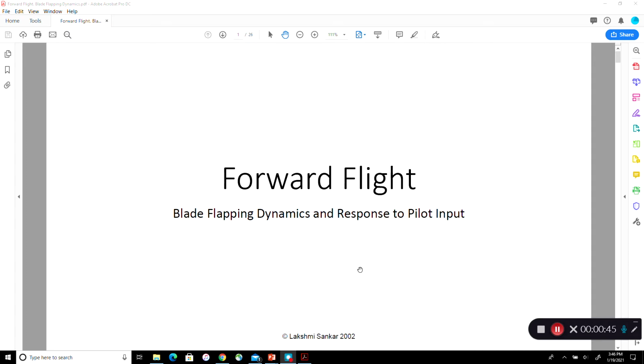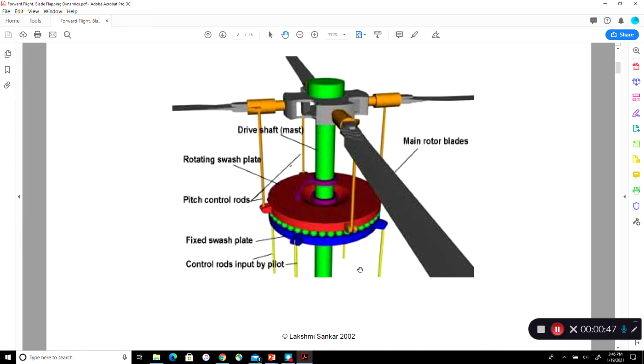So let's take a look at what the hub looks like. The green line is the shaft. It's coming from the engine. It's rotating and then it's going straight away and is connected to the blades. So the entire rotor is spinning about it.